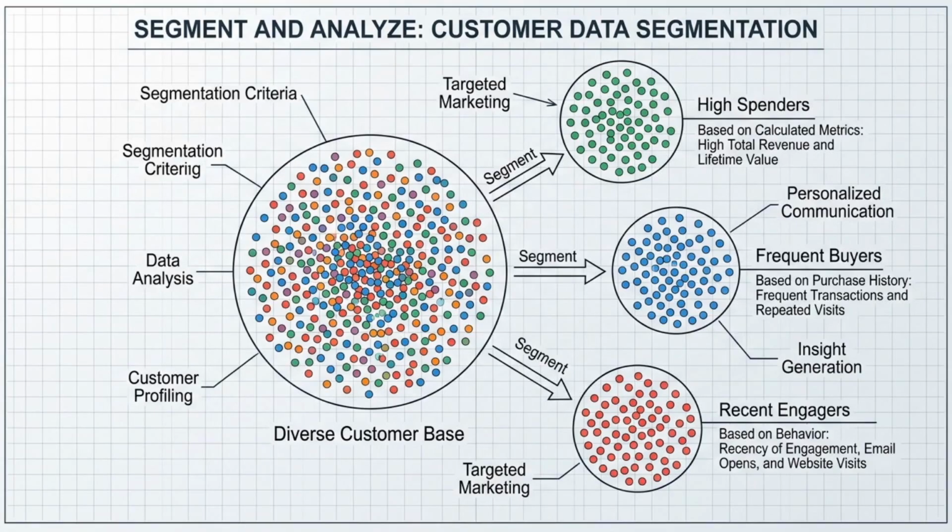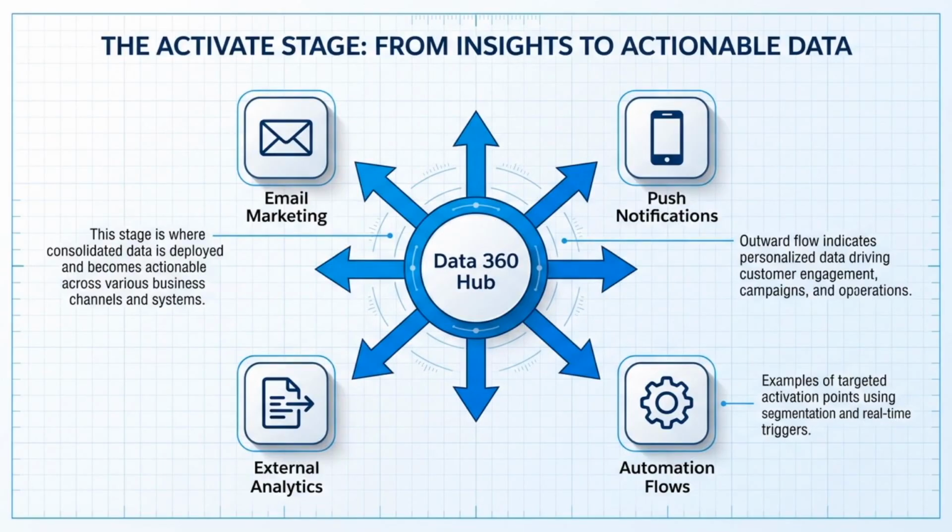After insights, we move to segment and analyze. This is where businesses group audiences based on profile data, behavior, engagement, purchases, or calculated metrics. And because that data has already been ingested, harmonized, and unified, those segments are much more useful and much more accurate. Finally, we reach activate.